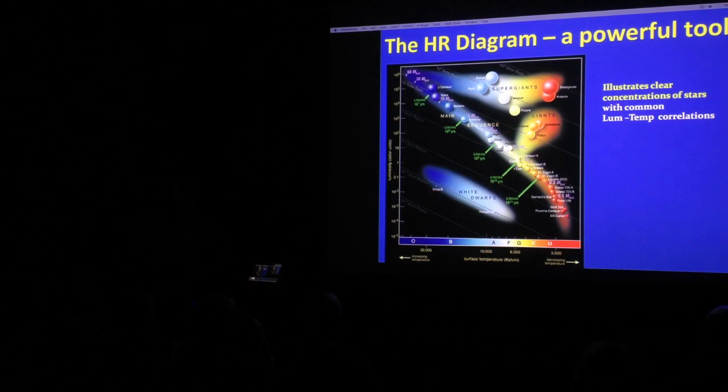It will tell you its stage and its evolution, which in turn tells you what processes are going on in its core, just by two measurements. How bright is it, and how hot is it? And it tells you what's going on in the different layers of the star.